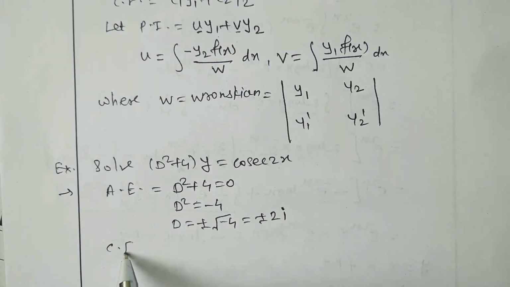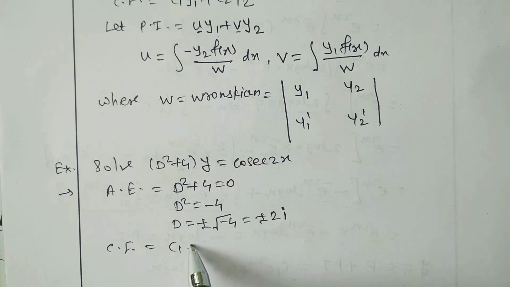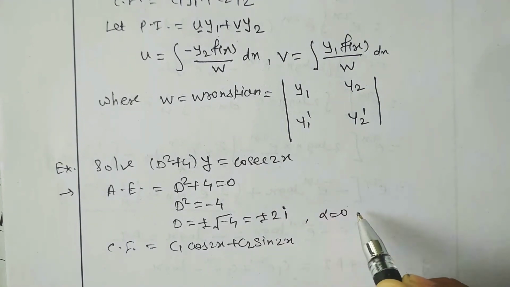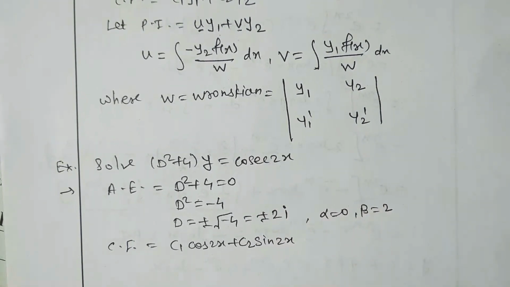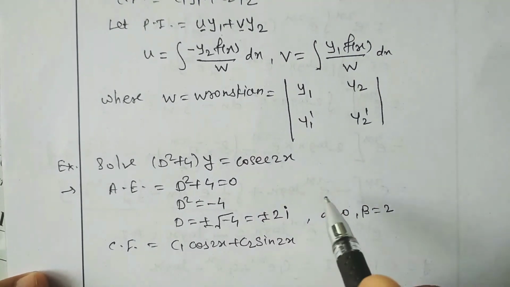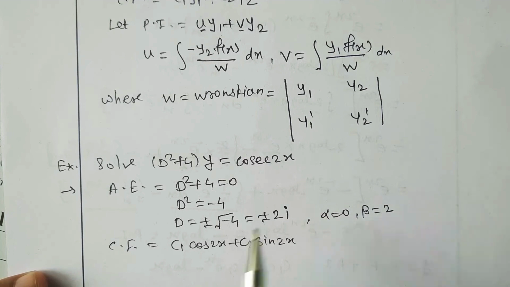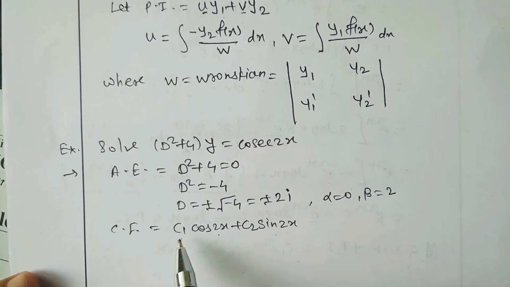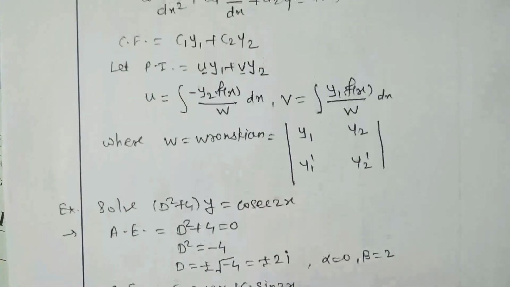So CF is C1 cos of 2x plus C2 sin of 2x, since the value of alpha is 0 and value of beta is 2 here. So our CF is e raised to alpha x, that means e raised to 0x. Value of e raised to 0x is 1 into bracket C1 cos 2x plus C2 sin 2x, because value of beta is 2. Now see, the CF is C1 cos 2x plus C2 sin 2x.